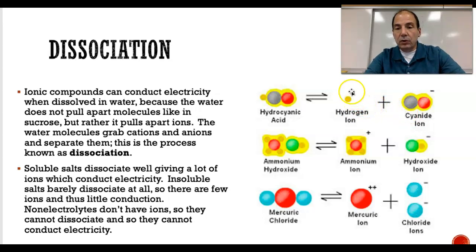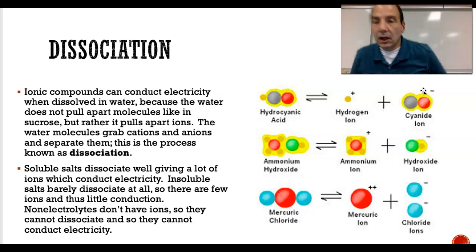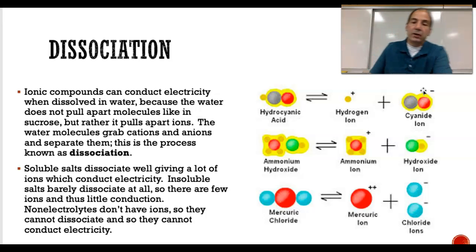They have to have charges. We're talking about ions. It's hugely important that you always keep the charges on these particles when we're talking about it. Likewise, if it was mercuric chloride, which is what we would call mercury(II) chloride, we would get 1 mercury ion and 2 chloride ions. So you have to know your ions in order to understand what's going to happen.